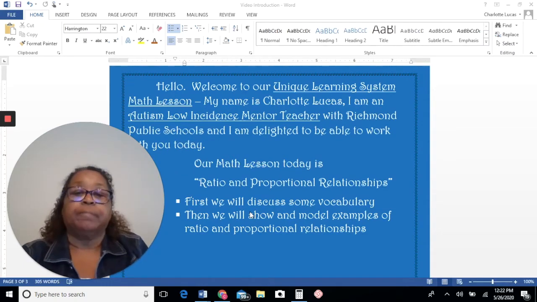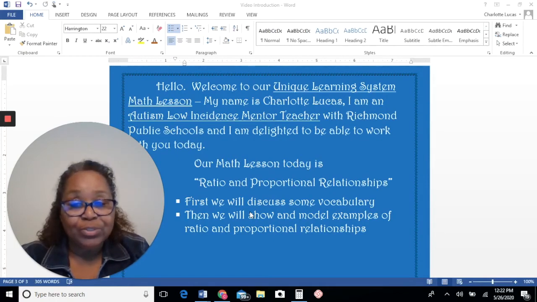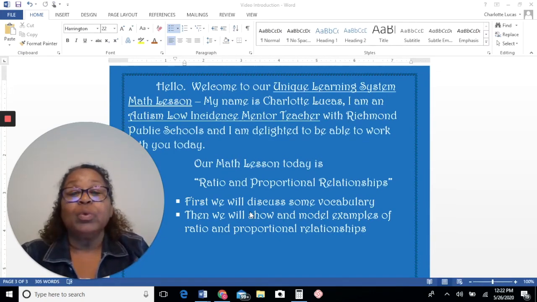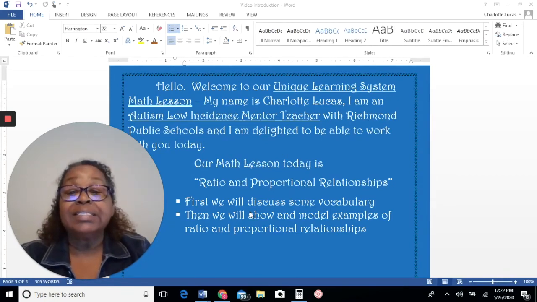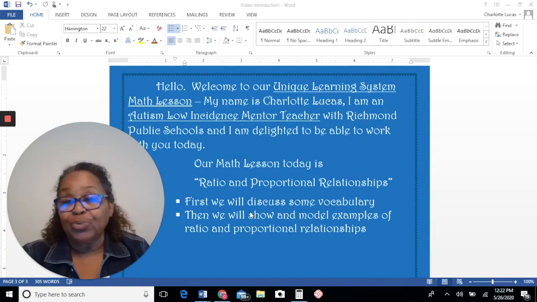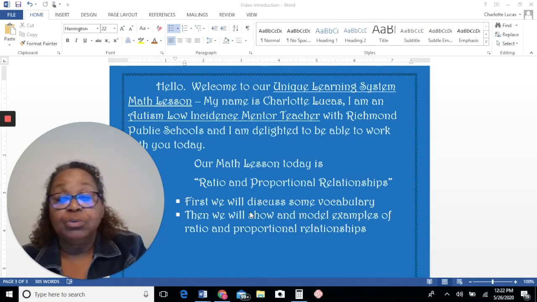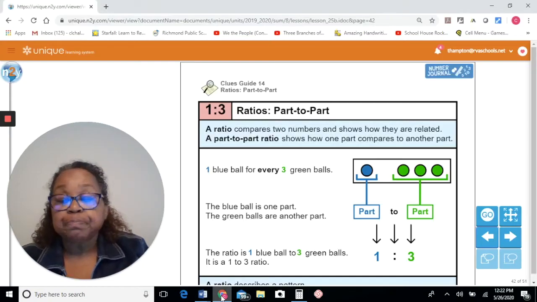Our math lesson today is ratio and proportional relationships. Don't let those long words scare you. It's really easy work. First, we will discuss some vocabulary. Then we will show and model examples of ratio and proportional relationships. We have a lot to do, so let's get to work.